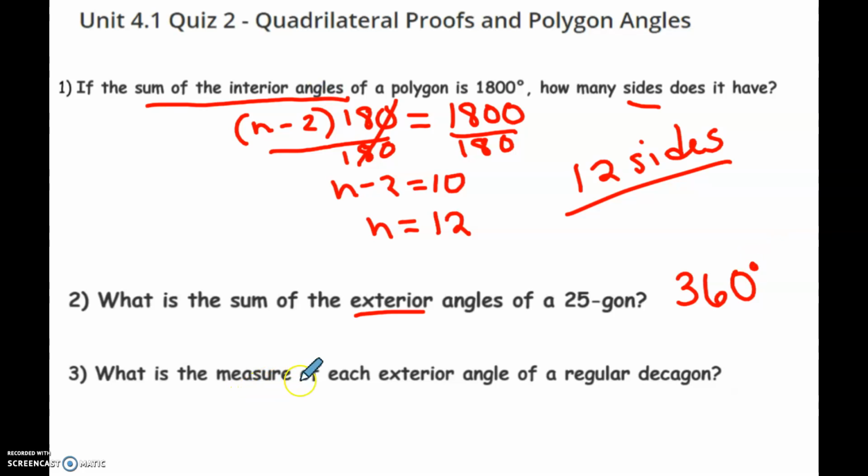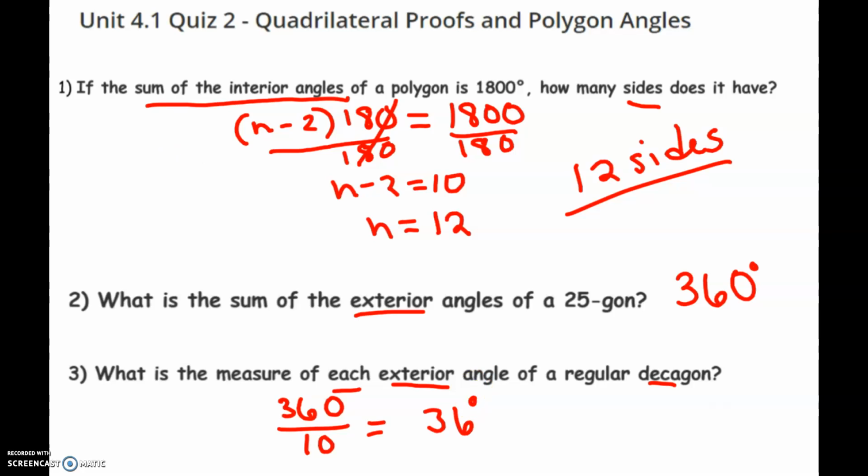Number 3 talks about the measure of each exterior angle of a regular decagon. Since we're doing each, we're only doing one of them. And remember, the total sum of exterior angles is always 360. Since we have 10 of them, we take 360 and divide it among our 10 angles. So that tells us each angle is 36 degrees.